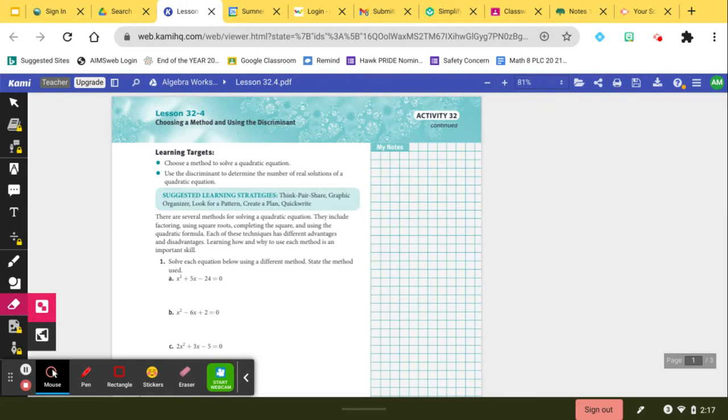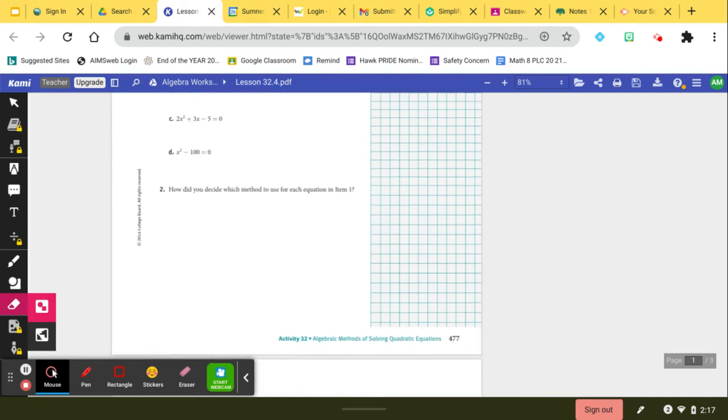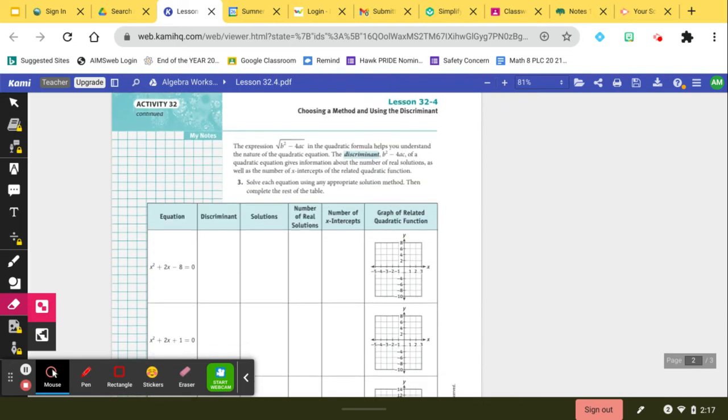All right, here is lesson 32.4, where we're going to focus on solving quadratics with the quadratic formula. And then we are going to be able to use a part of the quadratic formula, which is called our discriminant, to determine whether or not our quadratic function will have two real solutions, one real solution, or no real solutions. So we're going to skip down to the second page of this lesson.